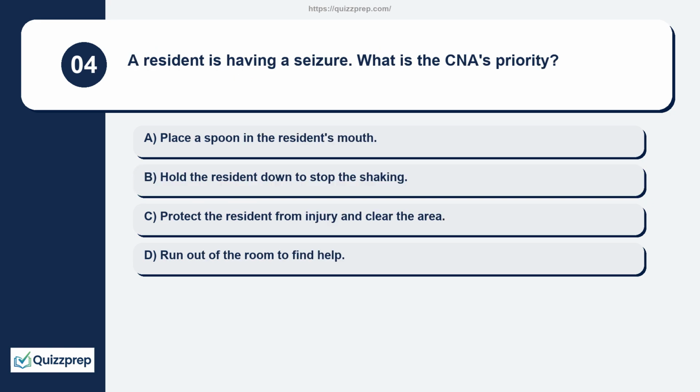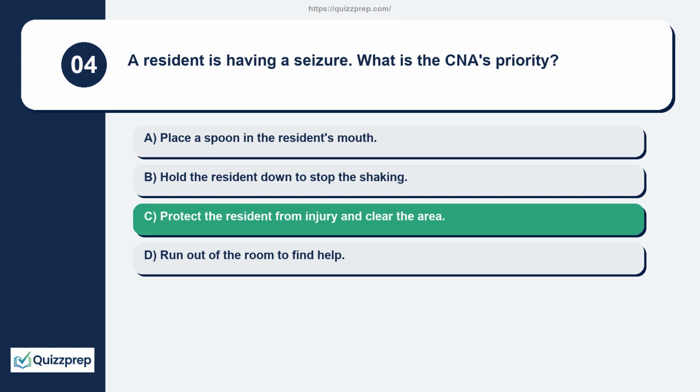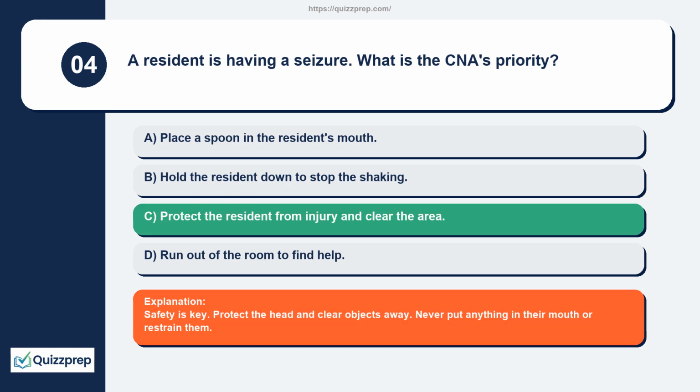Question 4. A resident is having a seizure. What is the CNA's priority? Place a spoon in the resident's mouth. Hold the resident down to stop the shaking. Protect the resident from injury and clear the area. Run out of the room to find help. Safety is key. Protect the head and clear objects away. Never put anything in their mouth or restrain them.